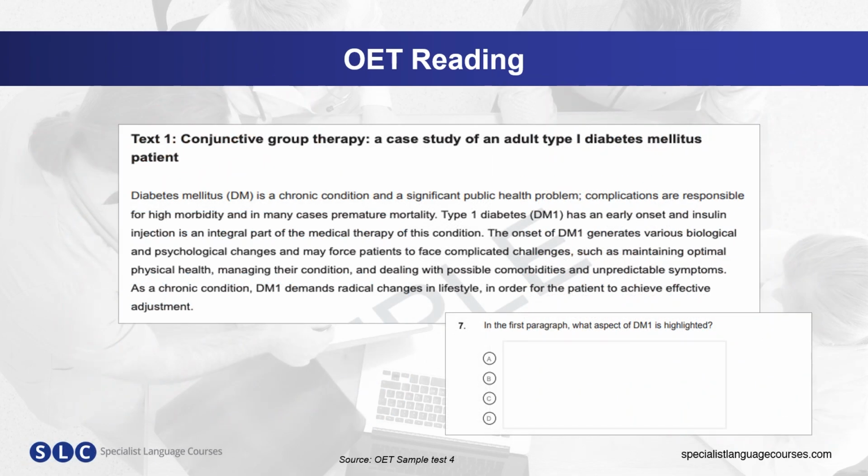Here's an example, and let's not look at the options first this time. The question asks, in the first paragraph, which aspect of DM1 is highlighted? So, what is the writer drawing your attention to overall in this paragraph? Read the paragraph now and see if you can answer the question.